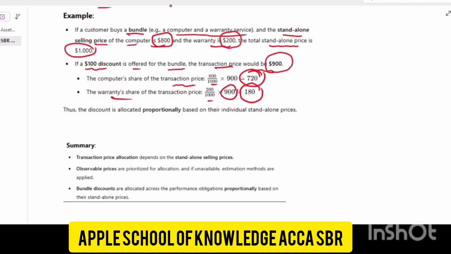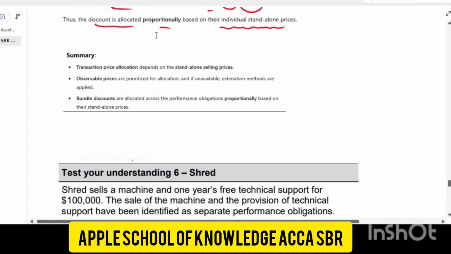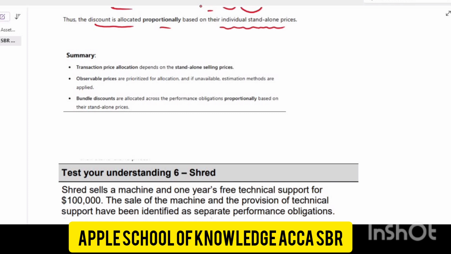So the discount is allocated proportionately based on their individual stand-alone selling prices. The transaction price allocation depends on the stand-alone selling prices. Observable prices are prioritized for the allocation. If unavailable, then estimation methods are applied, and bundle discounts are allocated across the performance obligations proportionately based on the stand-alone selling prices.